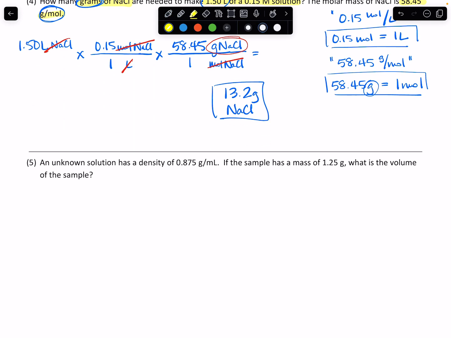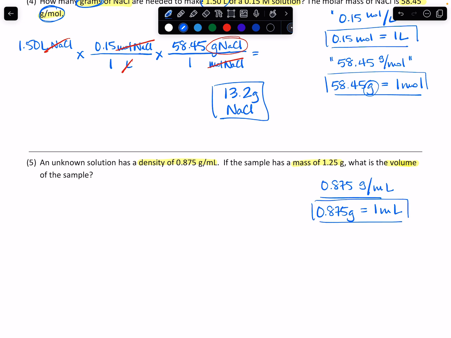An unknown solution has a density of 0.875 grams per milliliter. If the sample has a mass of 1.25 grams, what is the volume of that solution? All right, so what do we know? We have a per statement here, 0.875 grams per milliliter. From that, we can write a unit equality: 0.875 grams equals 1 milliliter. So that's going to be useful in producing a conversion factor for us.